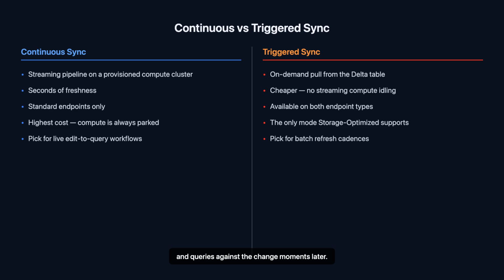Triggered sync pulls on demand from the Delta table. It's cheaper because no streaming compute is idling. It works on both endpoint types, and crucially, it's the only mode storage optimized supports. Pick triggered for batch refresh cadences, nightly, hourly, whatever fits your data.